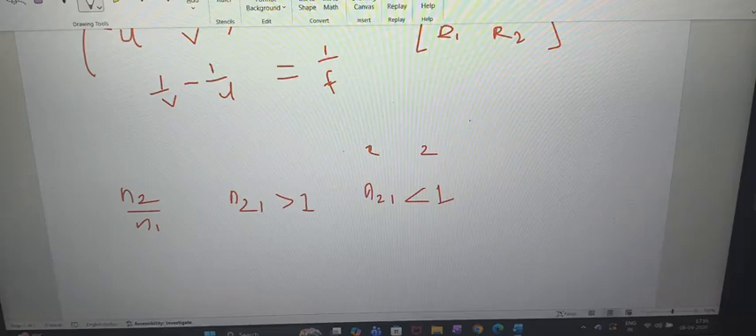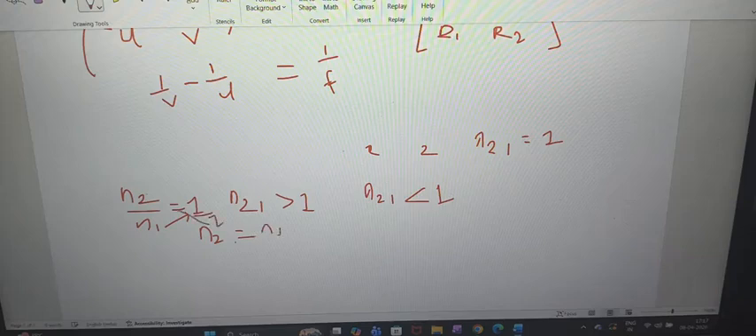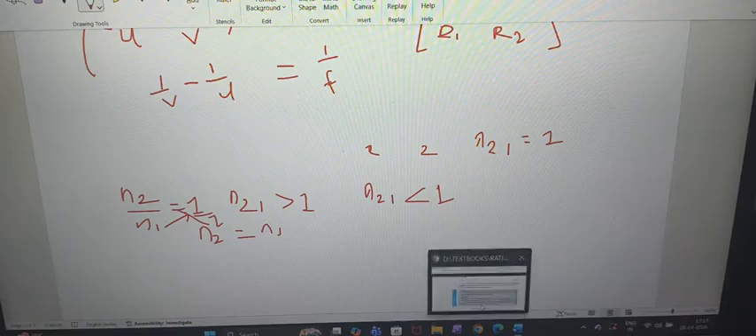Like that, if n21 is exactly equal to 1, it is not bending towards the normal or away from the normal. In such a scenario, n21 is equal to 1, meaning n2 is equal to n1. If n21, which is n2 by n1, is equal to 1, cross multiply and you will get n2 equal to n1. In the denominator nothing is there, meaning it's 1 only. So if both refractive indexes are equal, the light is not bending away or towards the normal, then the apparent image is not forming. So it feels like it has disappeared.